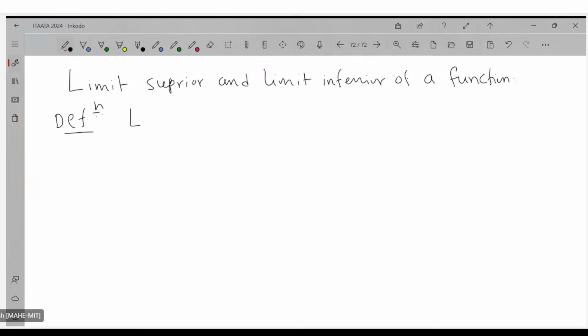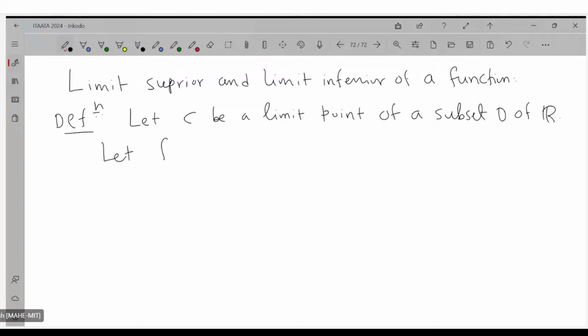So let's say let c be a limit point of a subset D of R. Okay, and let's say f is a function from D to R.